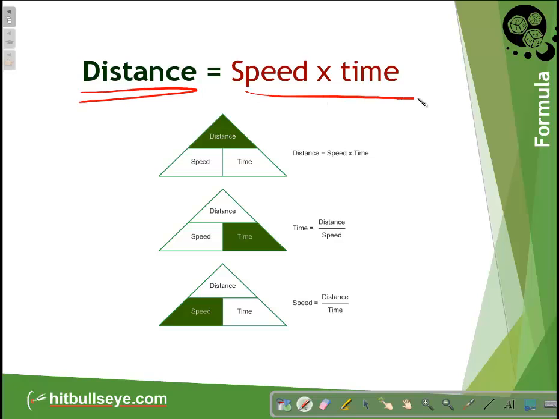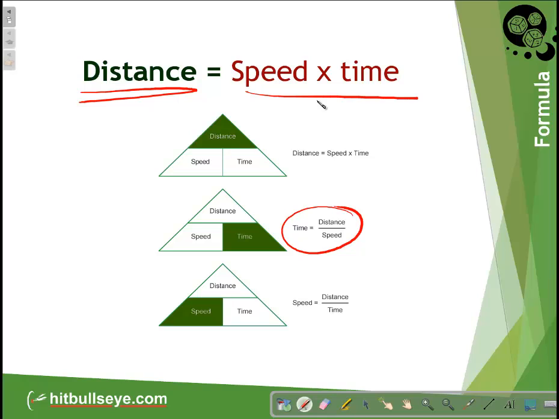As we are aware, distance is equal to speed into time, and from this formula we can also derive other formulas like time is equal to distance upon speed and speed equal to distance by time. And friends, you can also apply these formulas consciously or subconsciously in day-to-day life. Suppose you are going to Delhi with a friend in a car and your friend asks how much time we will take to reach Delhi. Then what do you do?